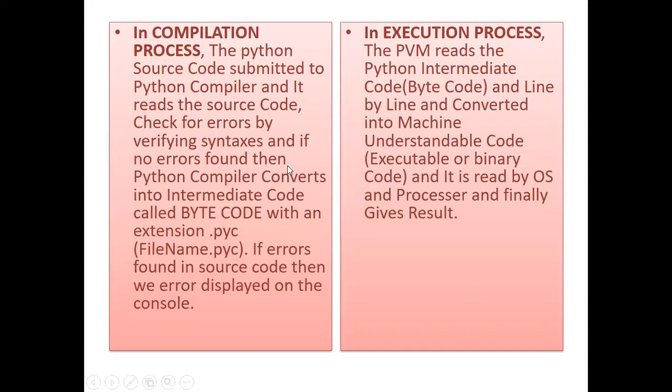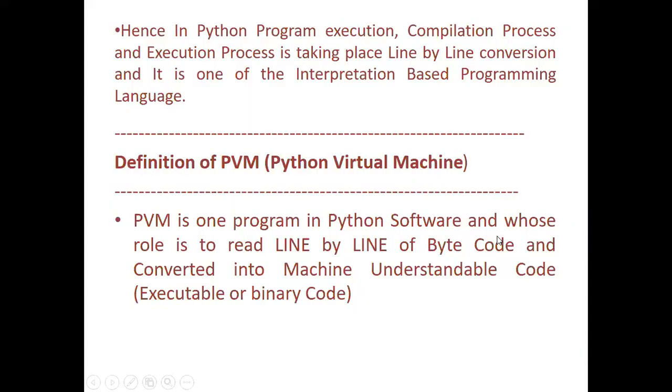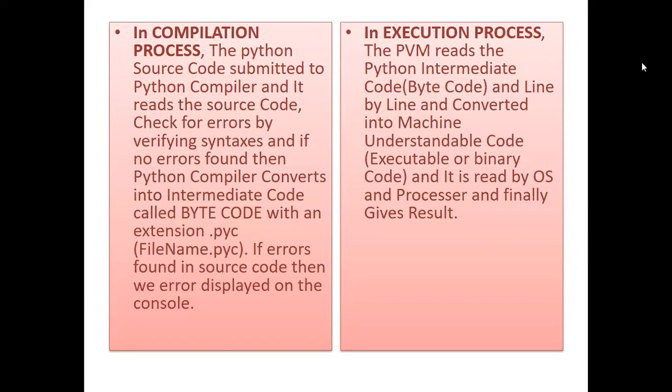If we talk about the compilation process, the Python source code is submitted to the Python compiler. It reads the source code and checks for errors by verifying the syntax. If there is no error, it converts it into the bytecode with an extension .pyc. If an error is found in the source code, we get the error displayed on the screen. Now, when we talk about the execution process, the PVM reads the Python intermediate code line by line and converts it into the machine understandable language. It is read by the OS and processor and finally gives the result.